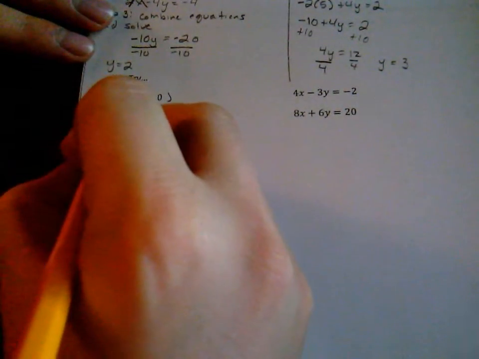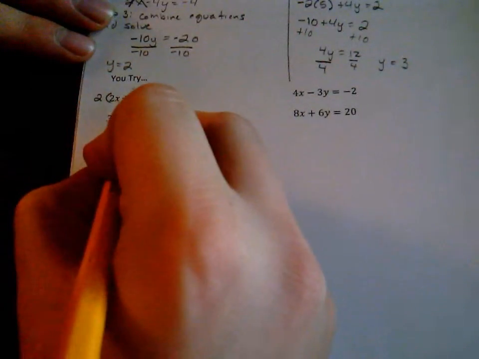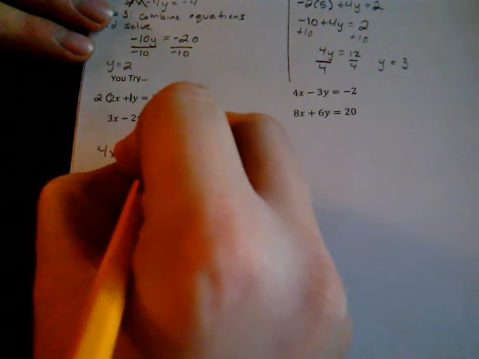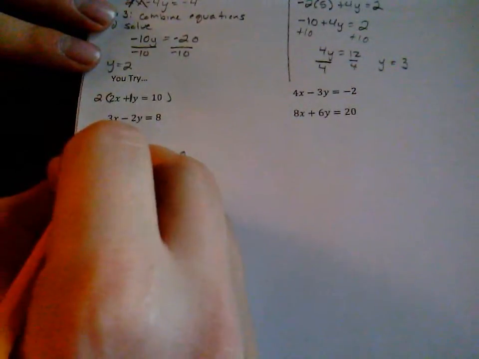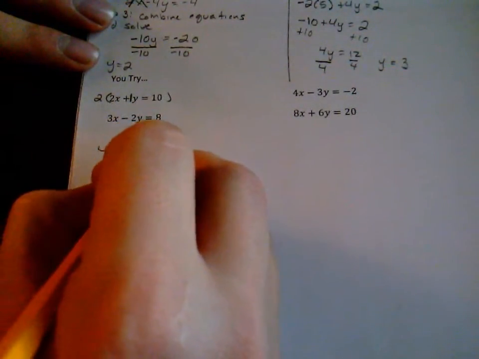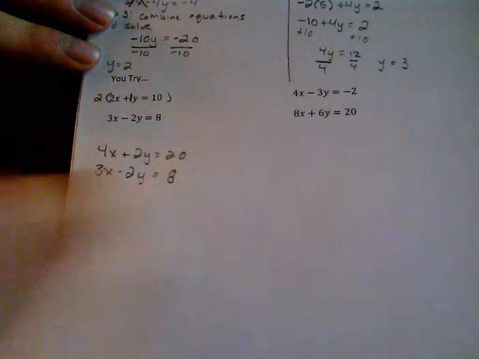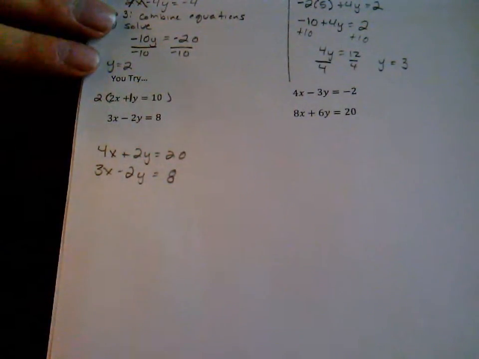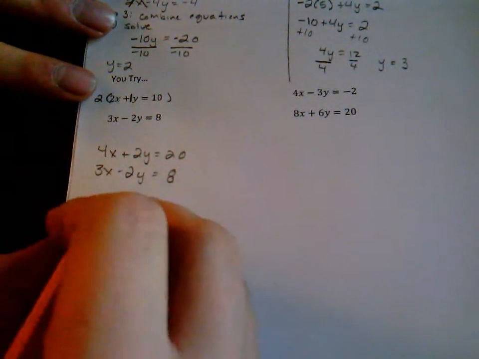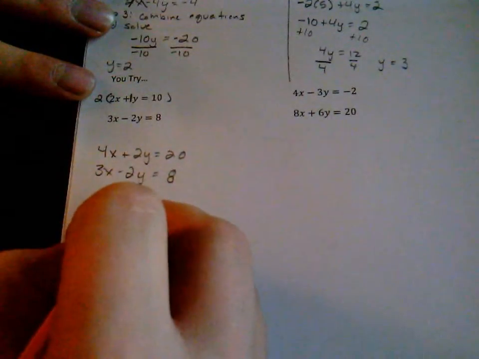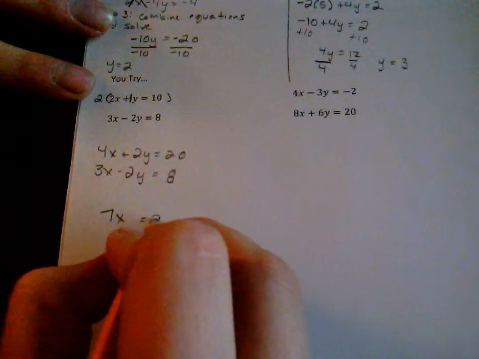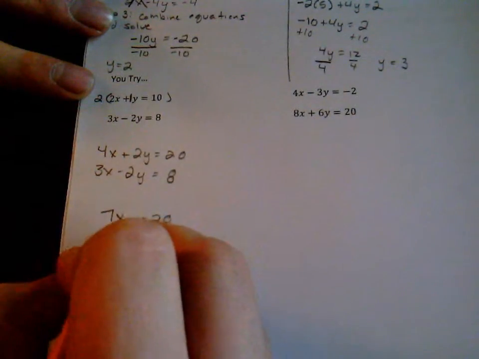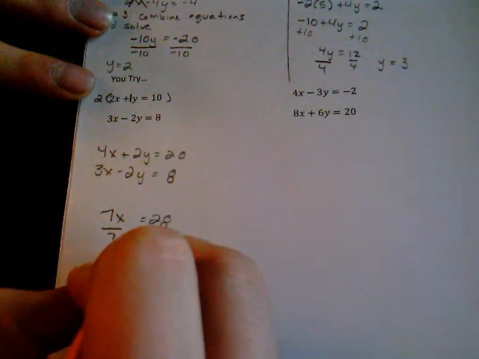Becomes 4x plus 2y equals 20. And then the bottom part doesn't change. Everything combines downwards. 3 and 7, or 4 makes 7x. 20 and 8 makes 28. You get x equals 4.